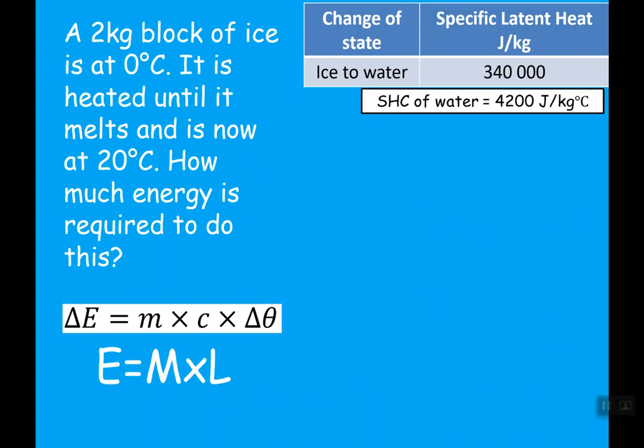Okay, now here's a tricky question. A 2 kilogram block of ice is at 0 degrees Celsius. It's heated until it melts and is now at 20 degrees Celsius. How much energy is required to do this? Right, so what we're doing is we're doing 2 things.